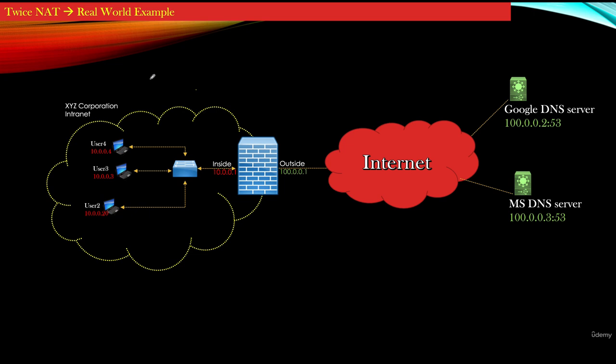So guys, now let us discuss the last topic of this network address translation series, and that is twice NAT. Let us begin with an understanding of a real world example where twice NAT would be of use.